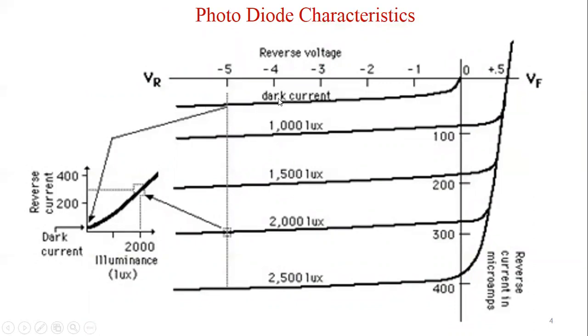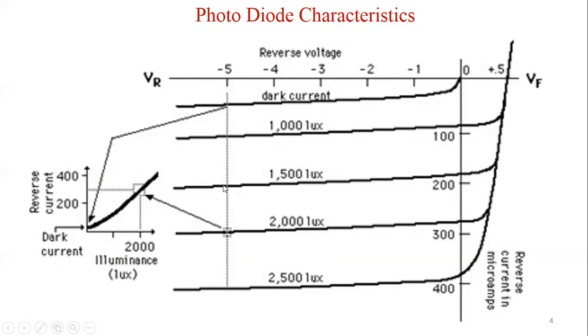This is the value of current that flows when no light intensity is applied, meaning a dark condition. So this current is called dark current. As we increase the reverse voltage, the current increases, but we have to fix it at a particular voltage, so we will define a particular range of operation.